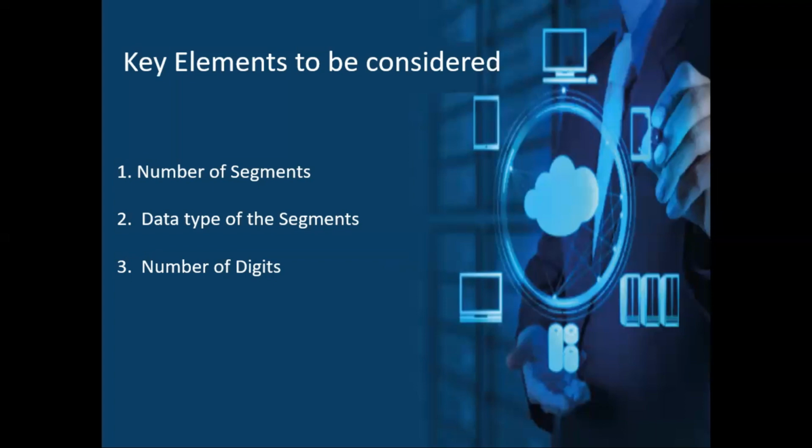And the second key element to be considered is the data type of the segment. So basically, what exactly is the data type of that particular segment, whether the segment values can be numeric values or alphanumeric values, and so on. So take, say, the company segment. Company codes could be like say 10, 20, 30, and so on.